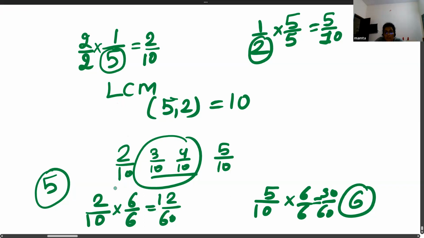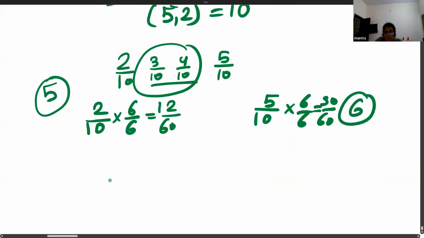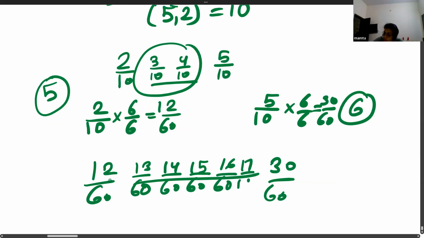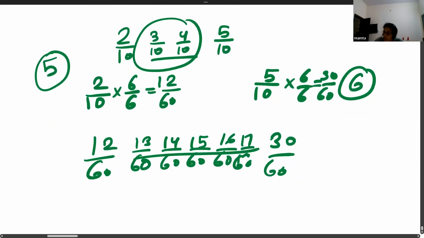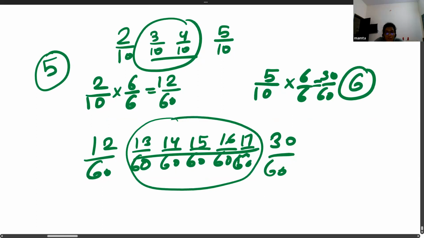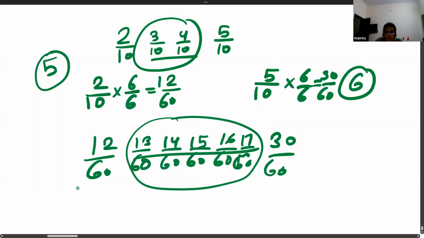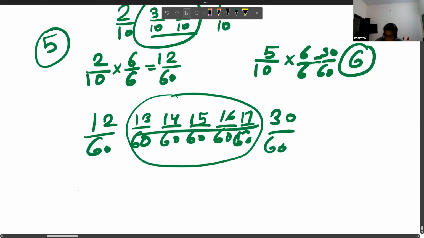Please note, write the numbers between 12 by 60 and 30 by 60. The denominator is the same. So 13 by 60, 14 by 60, 15 by 60, 16 by 60, 17 by 60. You can write up to 30 by 60. Okay. So if they ask only 5, you can write any 5 numbers of your choice. Correct, children? Okay.